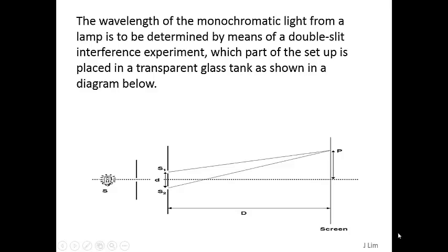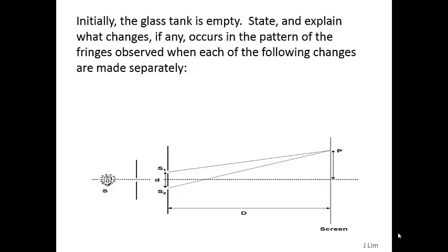The wavelength of the monochromatic light from a lamp is to be determined by means of a double-slit interference experiment, in which part of the setup is placed in a transparent glass tank as shown in the diagram below. Initially, the glass tank is empty.